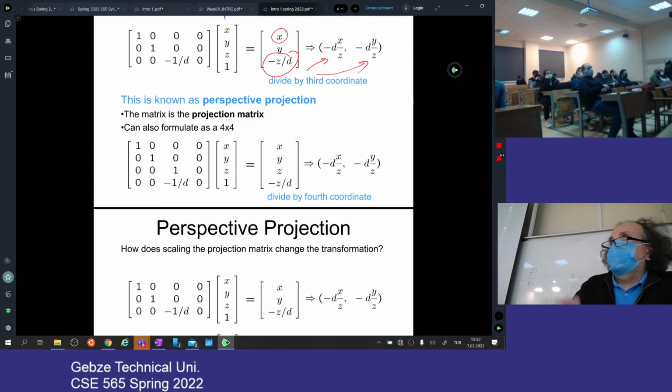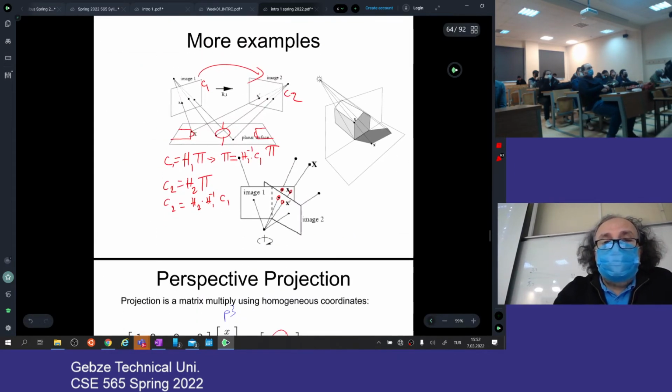Okay, so again, what did we say? Perspective projection equations are not linear. Now I linearize it. I can use linear algebra to do this kind of stuff. Linearization is very nice.